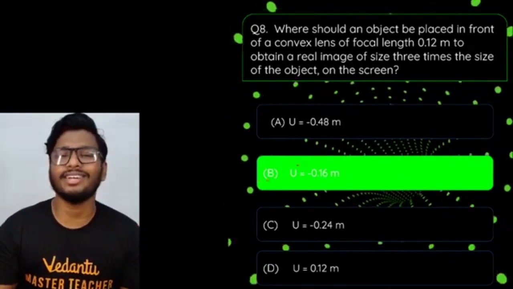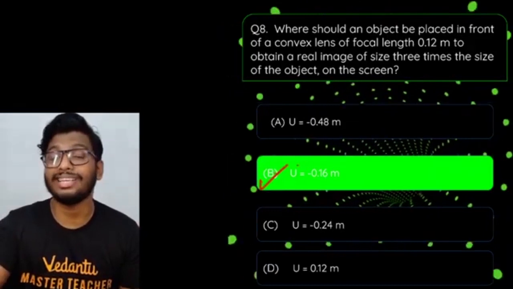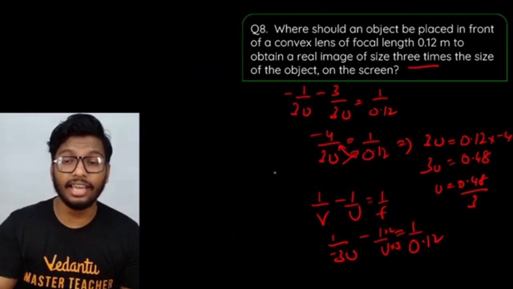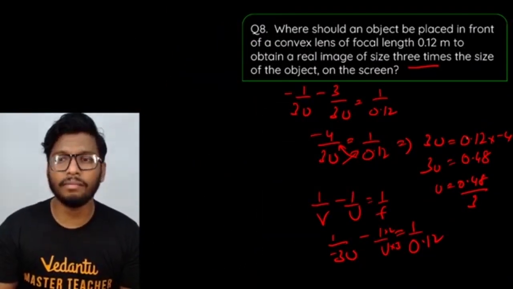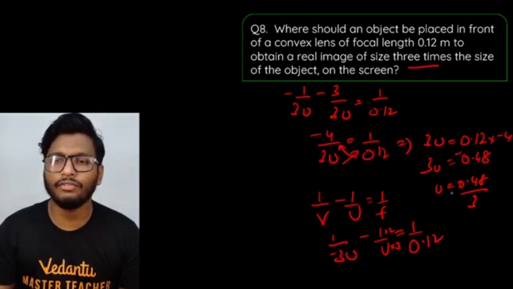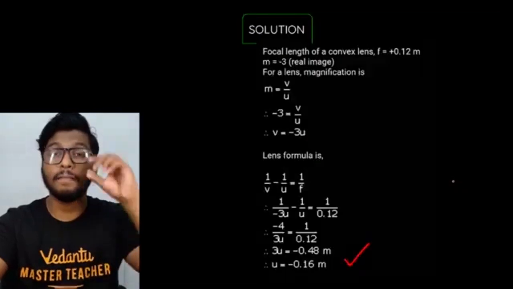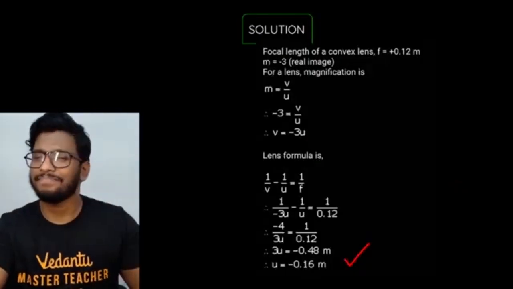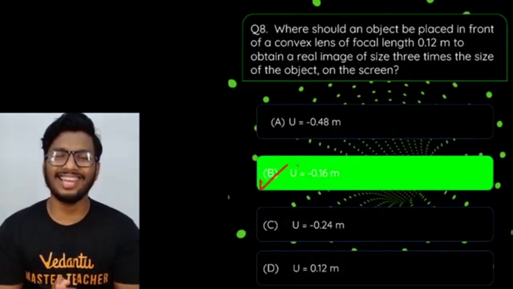So U here is nothing but minus 0.16 meters. Why minus? Again, you got the value as minus itself. It's going to remain minus. You see this is minus, so you'll get minus 0.48. So minus 0.48 divided by 3, you'll get minus 0.16. That's all. That is the answer, people. That is the answer for the last question.